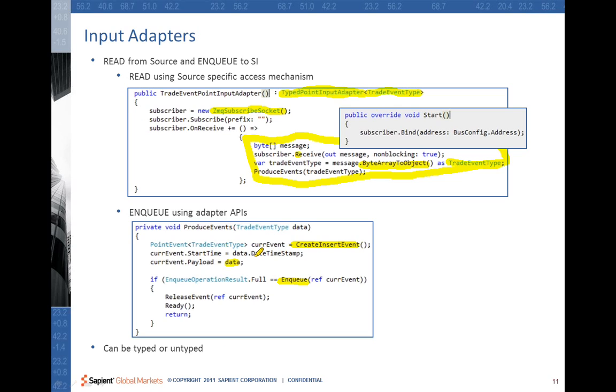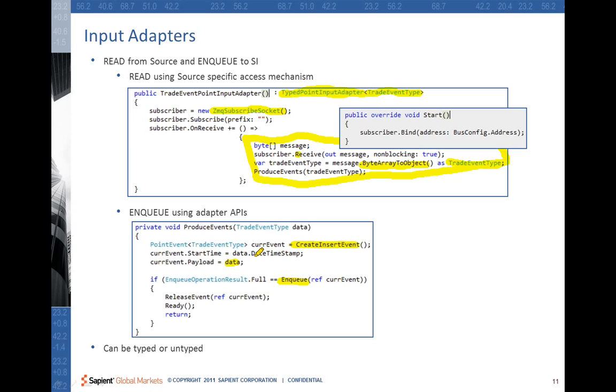Now your adapters can be either typed or untyped. You can use a typed adapter if the event source only produces a single event type. That is, with a typed adapter, the fields of the payload are known in advance. For example, in our case, we know how a trade event type would look, so it's fairly easy. But in case the payload format is not known, then you could use an untyped adapter.